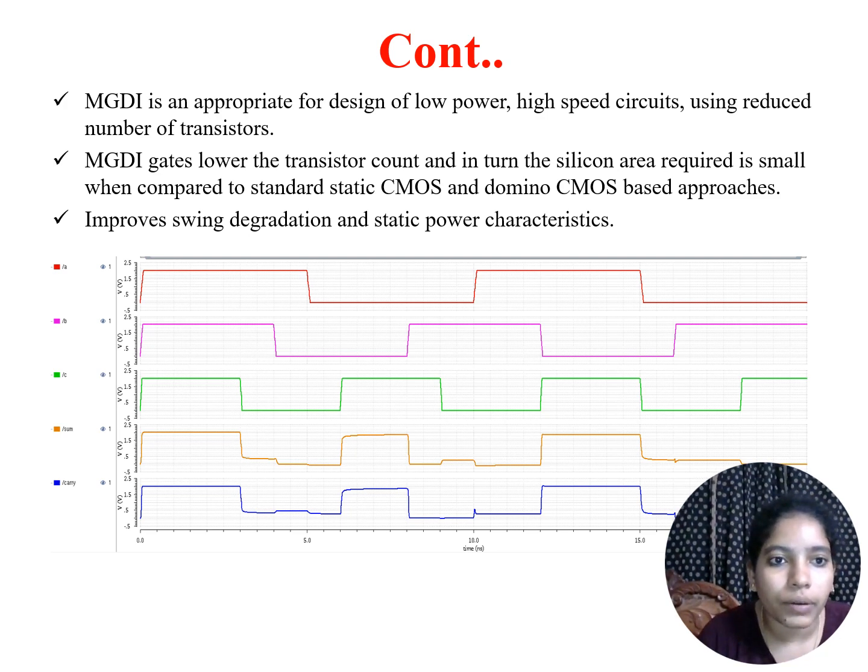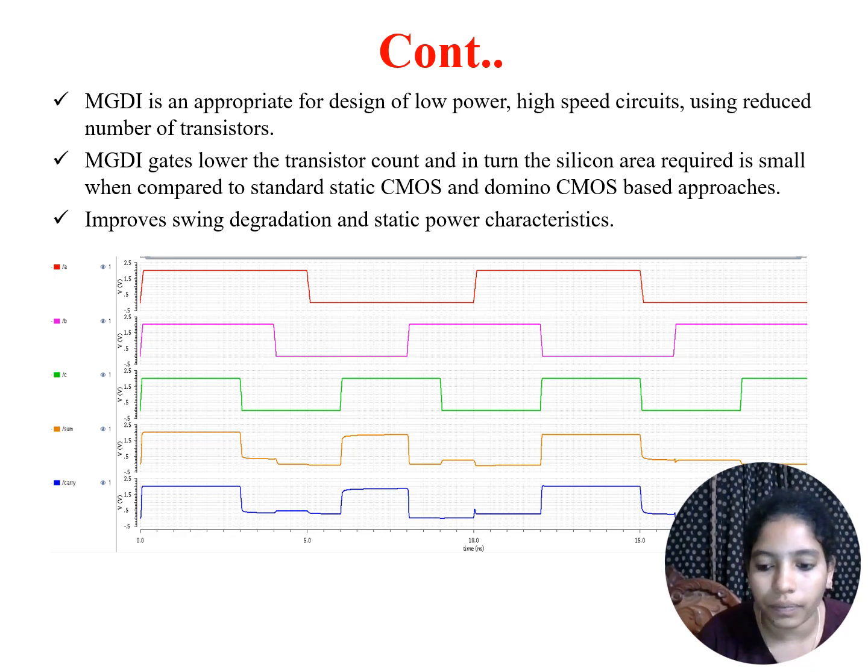By using this modified GDI, the transistor count is reduced, which in turn reduces the silicon chip area, and modified GDI is appropriate for the design of low power, high speed circuits, which reduces the number of transistors on the chip.